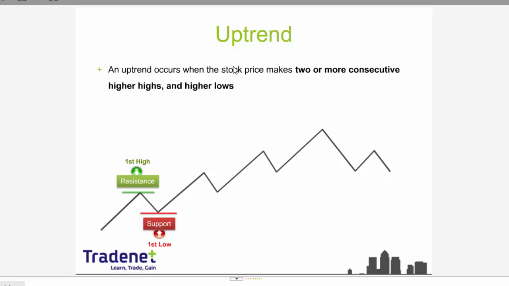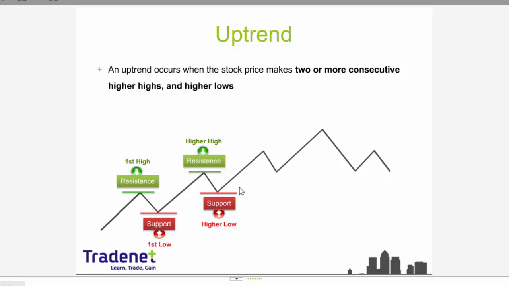Okay, so we're talking about the trend. And what is an uptrend? An uptrend occurs where the stock price makes two or more consecutive higher highs and higher lows. Now, that's the first high, that's the first low. The low is always a support because buyers came in. The high is always resistance because sellers came in. But when you continue farther, then at one time you need to discuss where you have a trend, because you do not have a trend just after this first support and this first resistance. The determination of a trend requires two or more consecutive higher highs and higher lows.